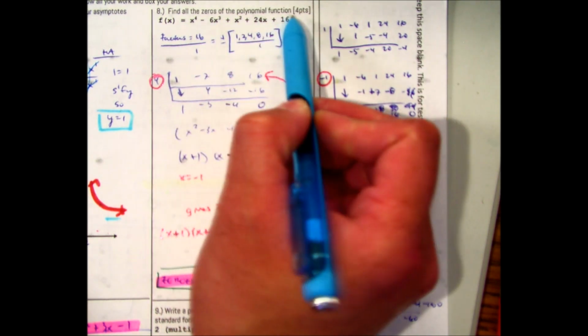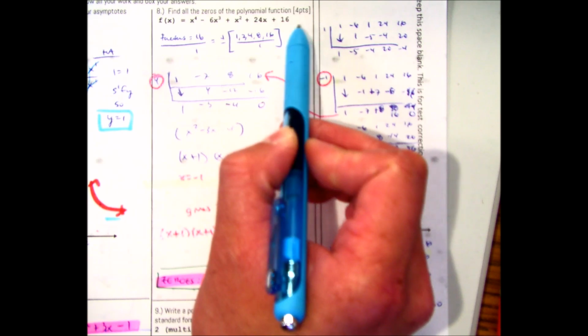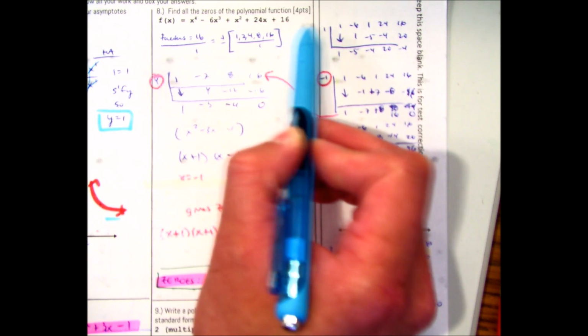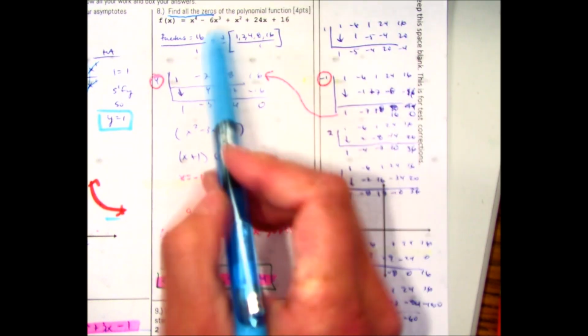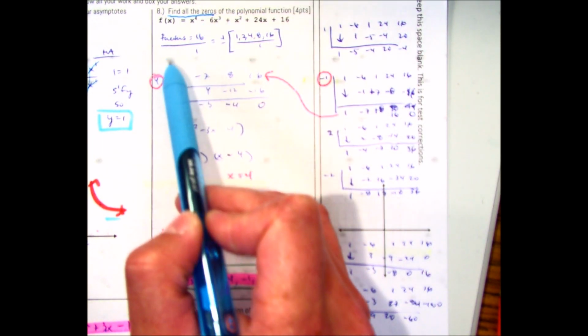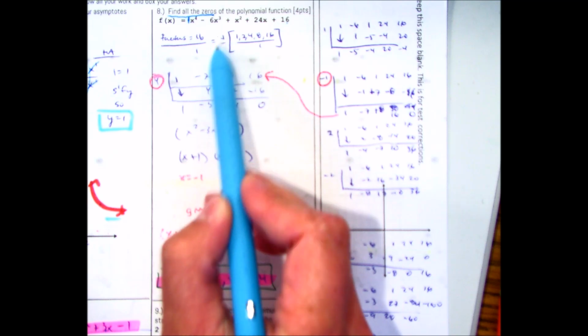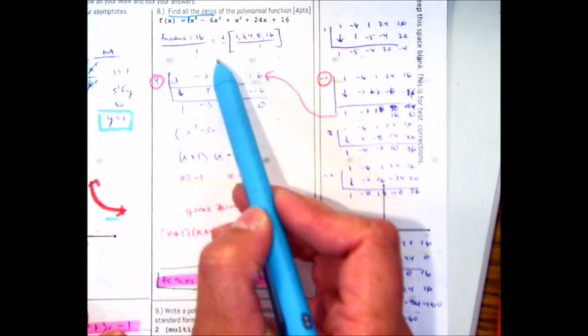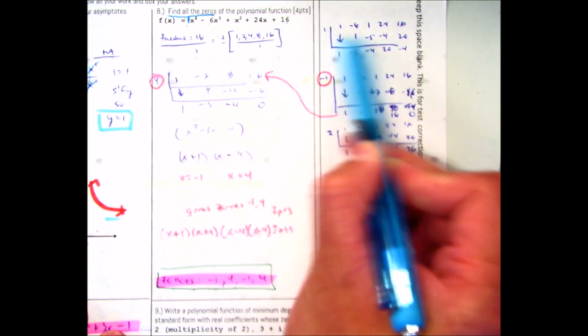For question number 8, it says find all the zeros of the polynomial function. Notice how I don't give you any hints. I don't give you any x-intercepts. I don't give you any zeros. Now, this problem says find all the zeros. I'll explain that at the very end. So you should be using the rational root theorem. I'm taking the factors of 16 over the factors of 1. Remember, they're both plus or minus. Use synthetic division: 1, negative 6, 1, 24, and 16.